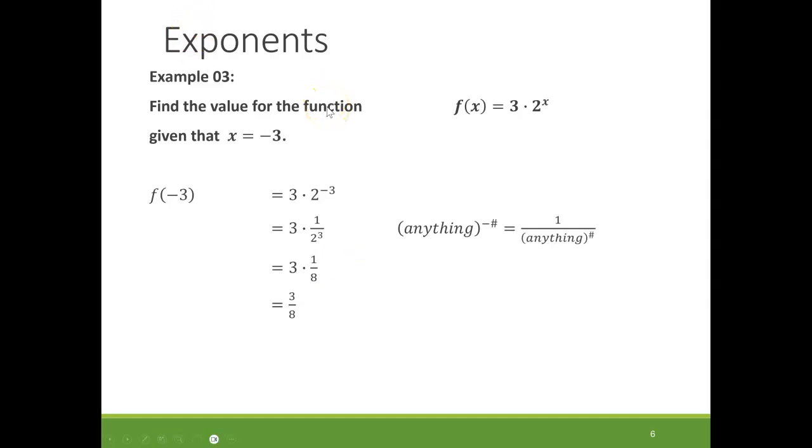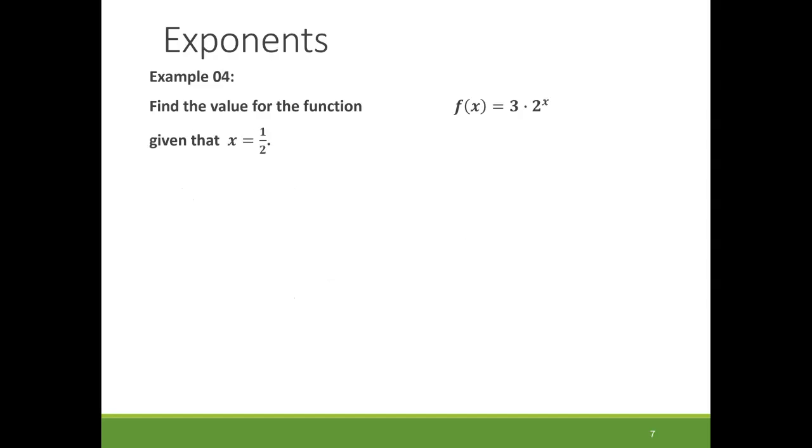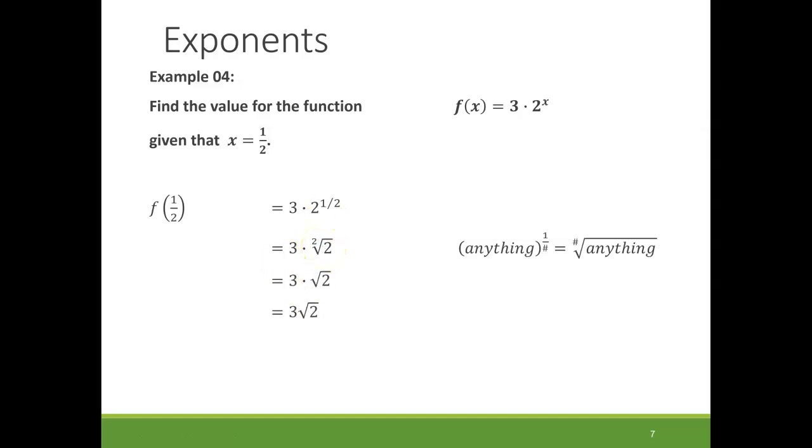All right. You ready for the fun ones? No? Okay. Too bad. What if x is 1/2? Yeah, the 1/2 makes it a square root. So what would our answer be? 3 root 2. Very good. Yeah, so the denominator of our fraction in the exponent gives us the index for our radical. And we just call that 3 root 2.